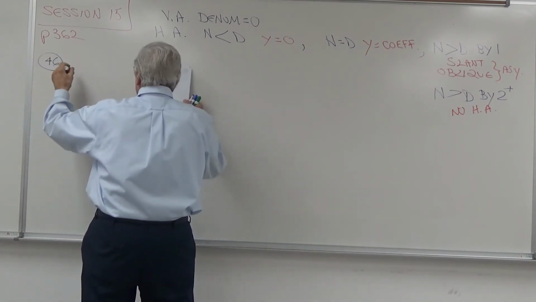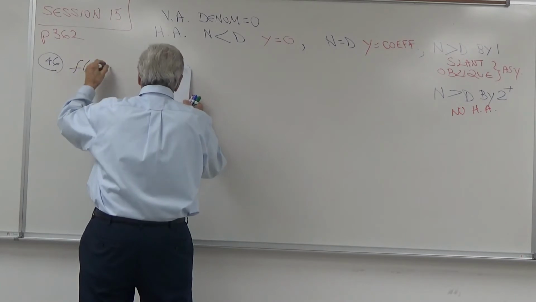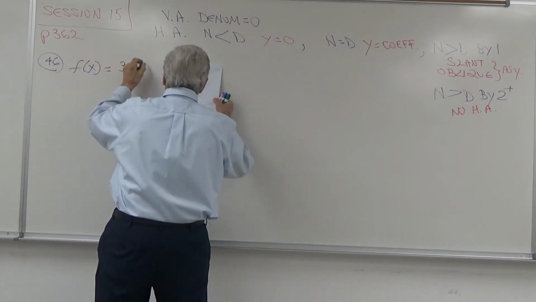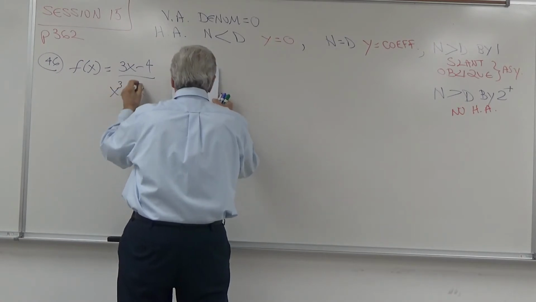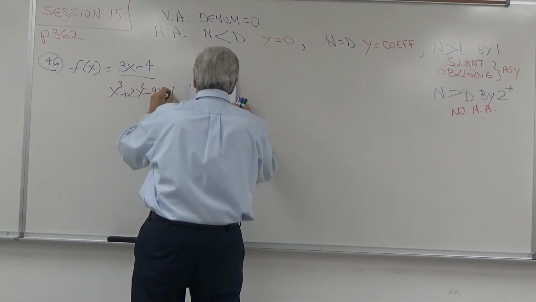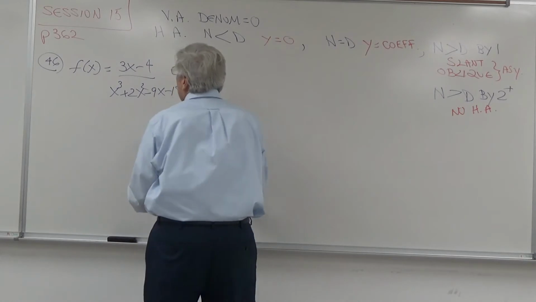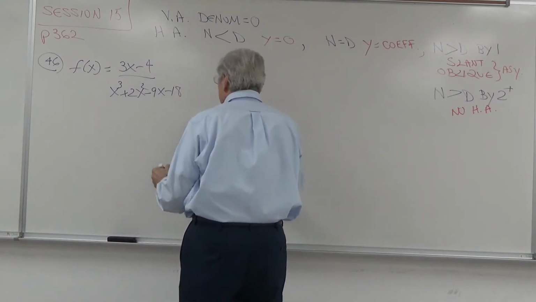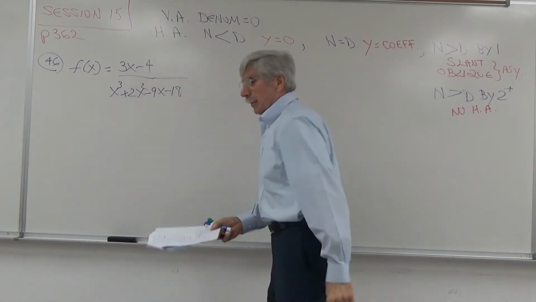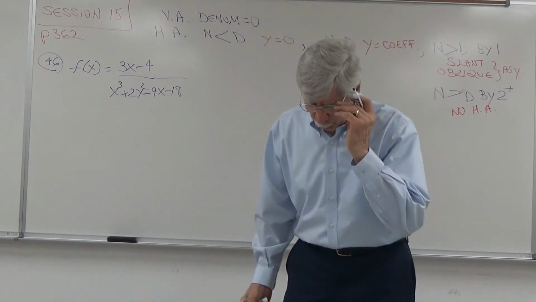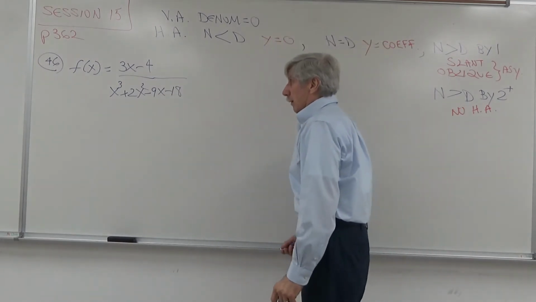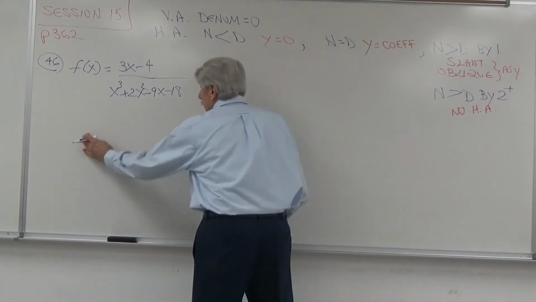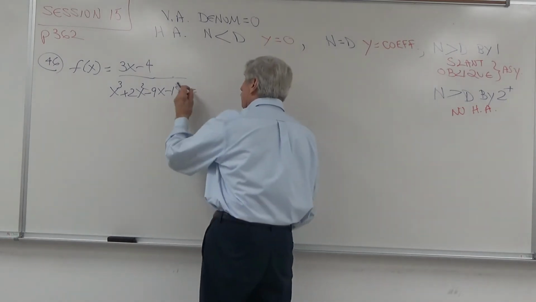46 is right here, and that's f of x equals 3x minus 4 over x cubed plus 2x squared minus 9x minus 18. Okay. First of all, let's look for the vertical asymptote. The vertical asymptote, we find by setting the denominator equal to 0.